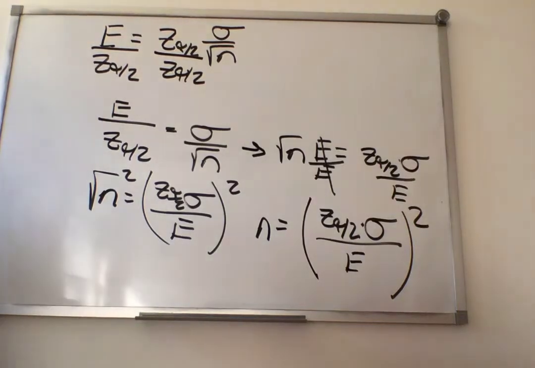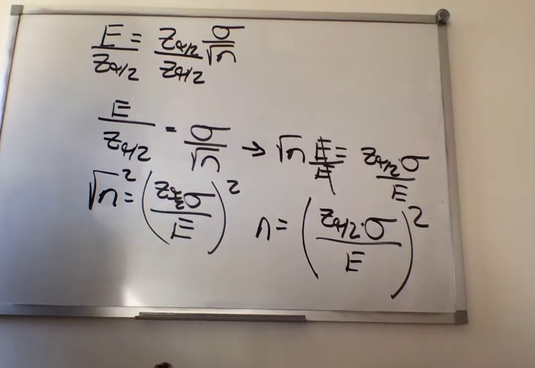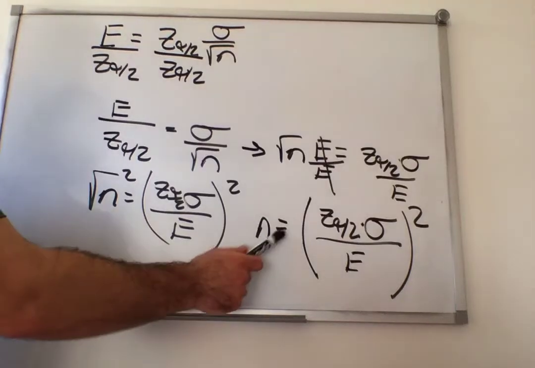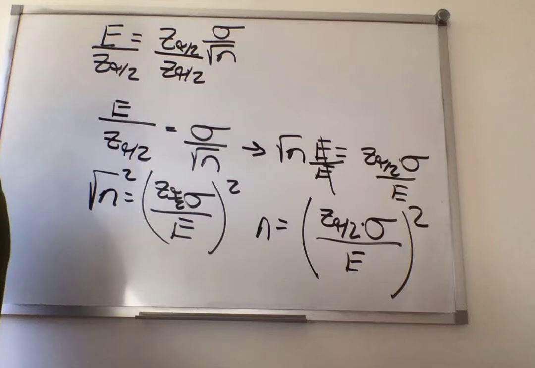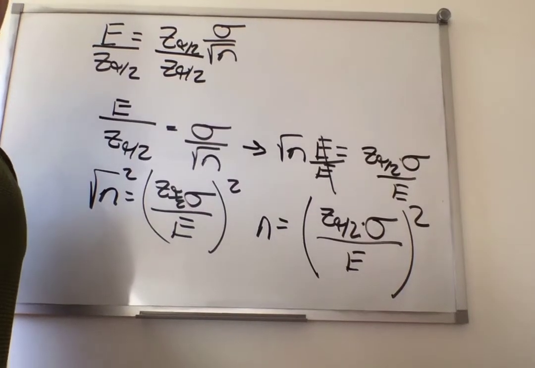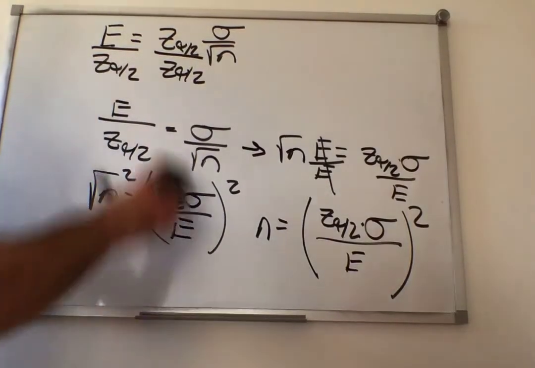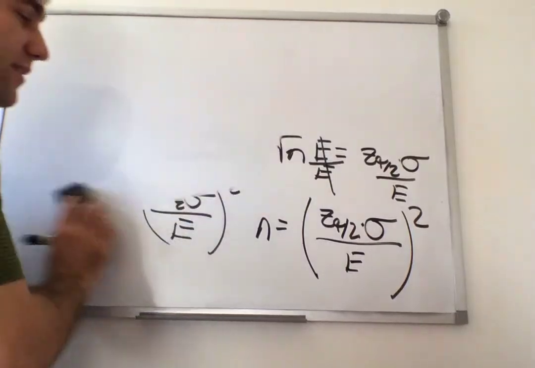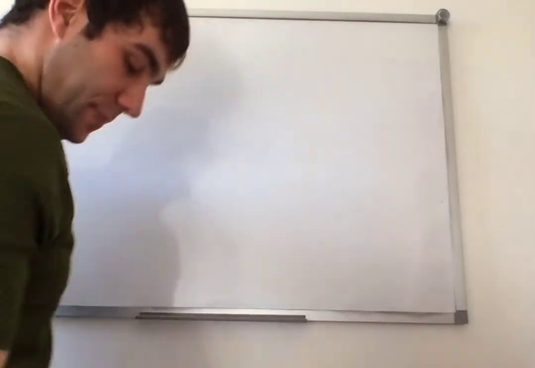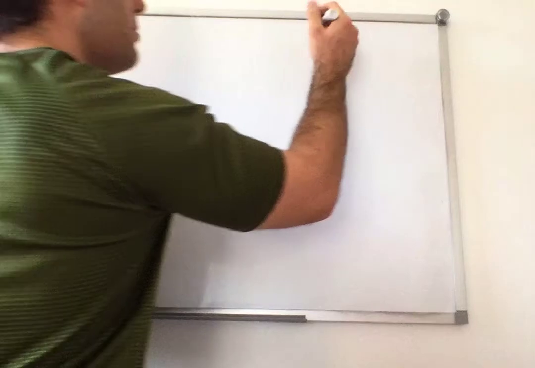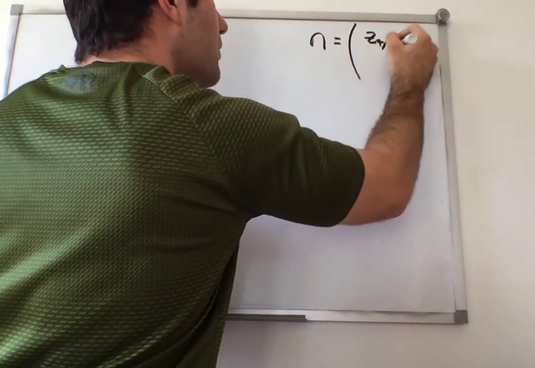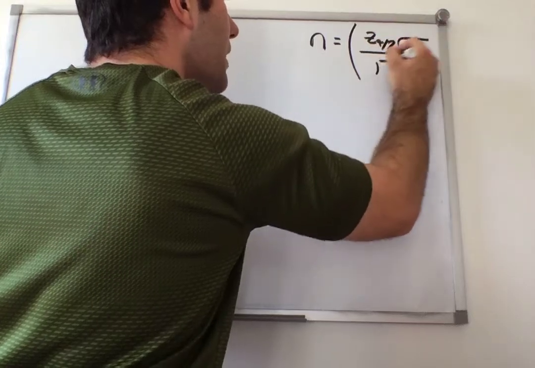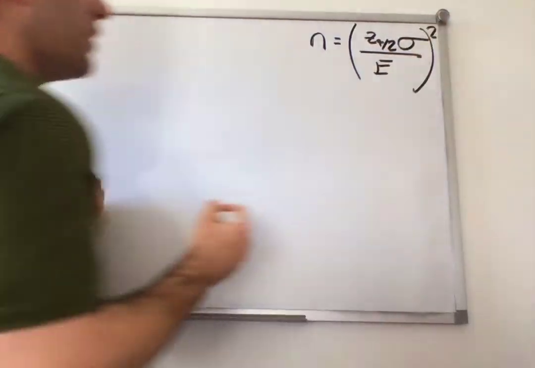Just some algebra to get this result. Again, if you have my lecture notes, this formula is in them, so you can just reference there. It's also in the book. But let's go ahead and do an example on how to find sample size. Let me write the formula up here. n is equal to z of alpha over 2 times sigma divided by the error, all of it being squared.